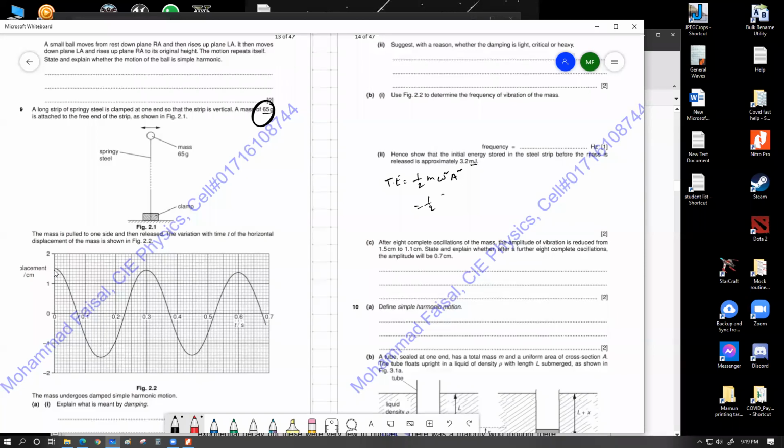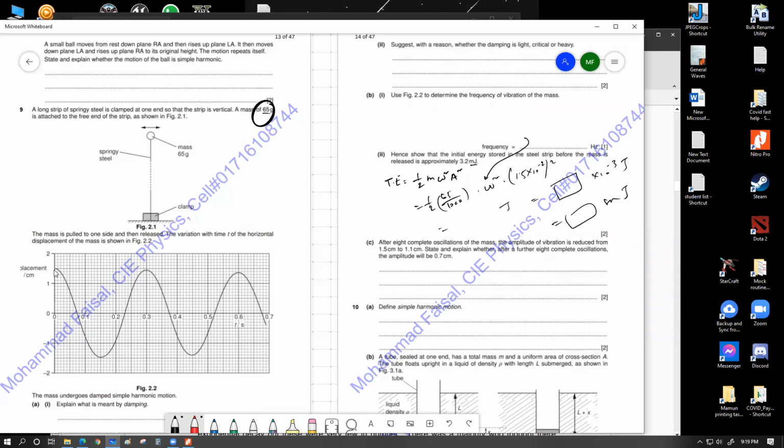So I'm going to write half into 65 divided by 1000. I'm converting this into kg. Place the value of omega square from here. And the initial amplitude was 1.5 centimeter, so I'm going to write 1.5 into 10 to the power minus 2, whole square. If you hold all of this expression, we should get the answer in joule. Just make sure that you have the value into 10 to the power minus 3 joule. Just replace the position of the decimal point, which basically makes it that much millijoule. That's all.